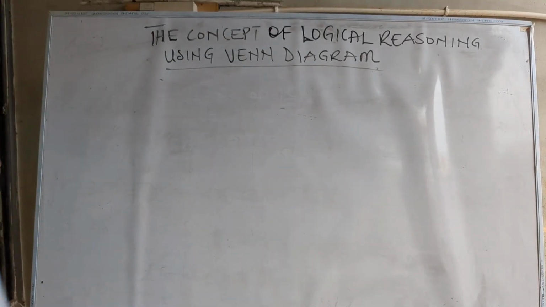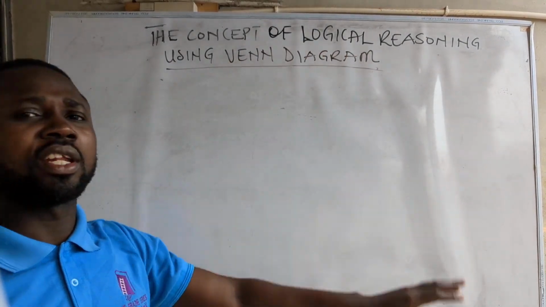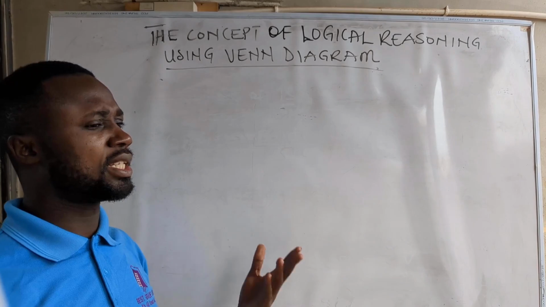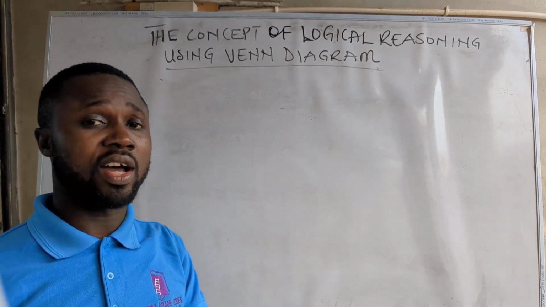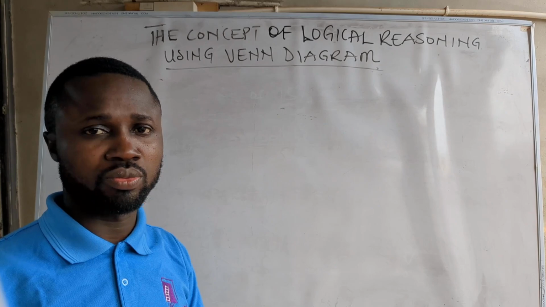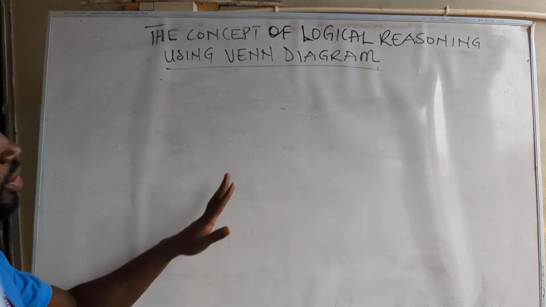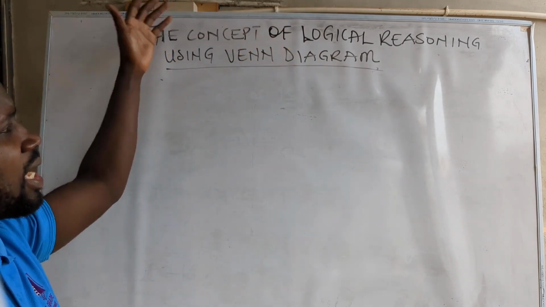Welcome to our class, and today we are going to look at the concept of logical reasoning using Venn diagrams. Logical statements can either be valid or not valid, either true or false. We are going to use Venn diagrams to look at how statements are true or not true.